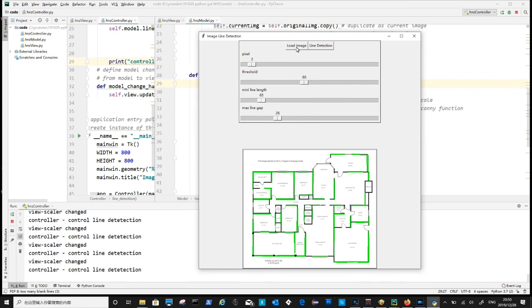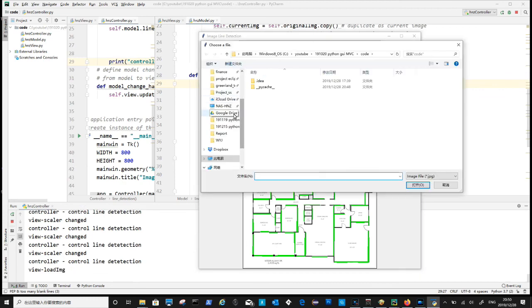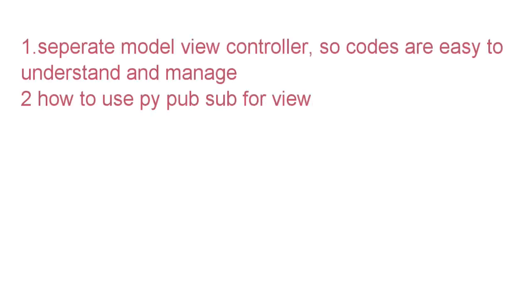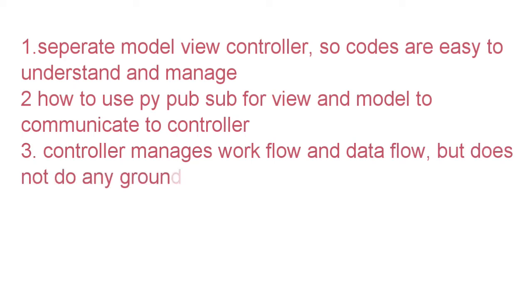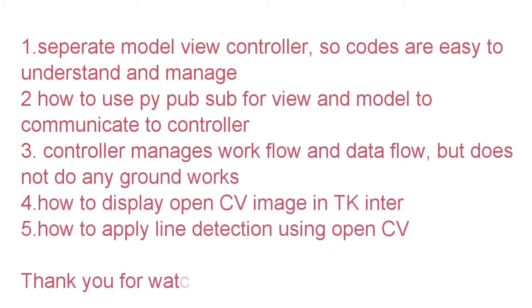So what we have learned from these tutorials are: separate model view controller, so code is easy to understand and manage; how to use PyPubSub for view and model to communicate to the controller; the controller manages workflow and data flow, but does not do any groundwork; how to display an OpenCV image in Tkinter; and how to apply line detection using OpenCV.